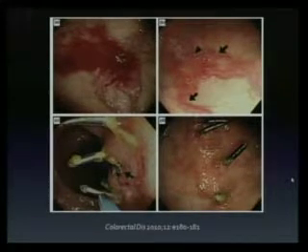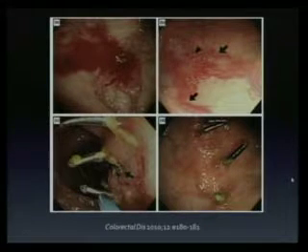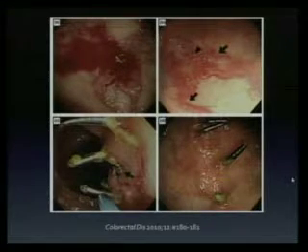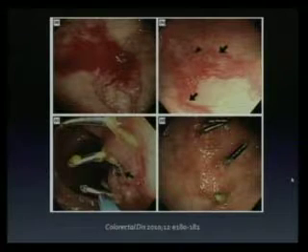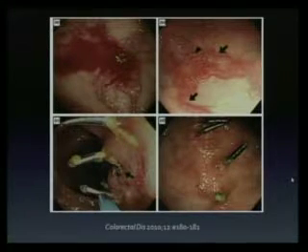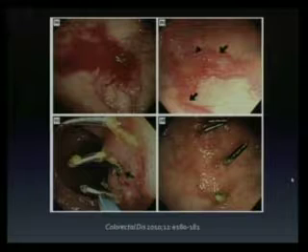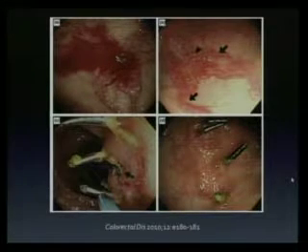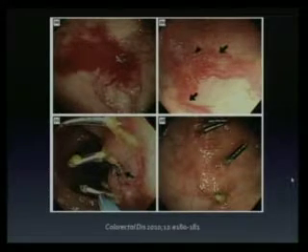Once they had the lesion clipped at this site, identified by the arrows, then they came back and ablated the lesion, and then they returned several weeks later and looked back at the lesion. You can see the ablation in the center, and the hemostatic clips still in place.